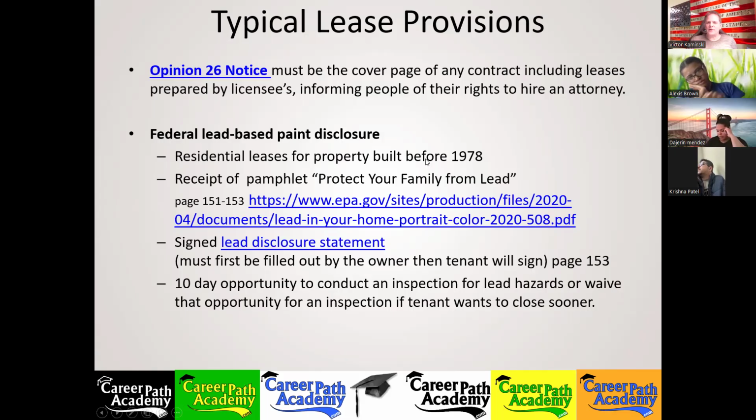Residential leases for property built prior to 1978. You've got to give that pamphlet about protecting your family from lead in the home. You've got to give them that lead paint disclosure that was filled out first by the owner. And that 10-day opportunity to conduct an inspection or waive it.